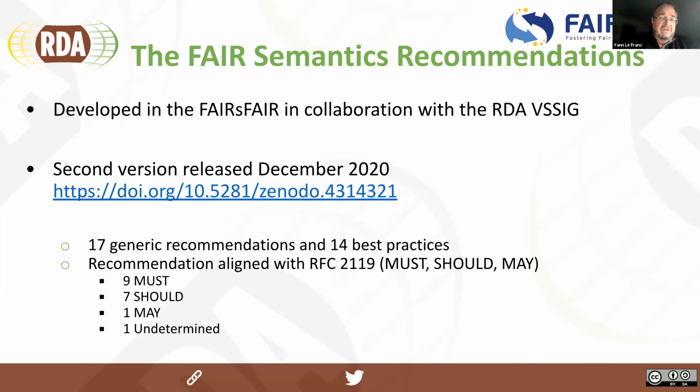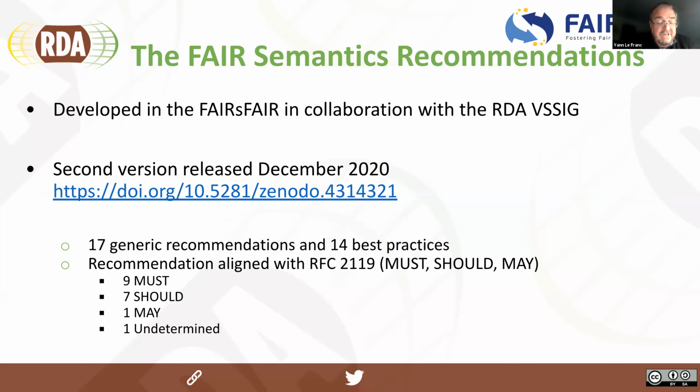This work was done in tight collaboration with the RDA VSSIG. And now we are at the second version of these community-driven recommendations, which you can find published on Zenodo. We have 17 generic recommendations and 14 best practices. The 17 generic recommendations are directly aligned with the individual FAIR principles, whereas the best practices are more related to the global idea of being more findable, accessible, or interoperable.